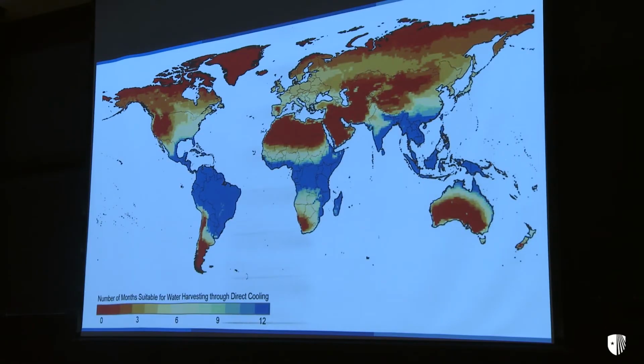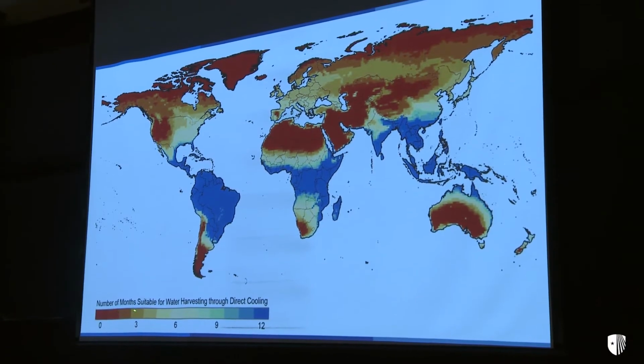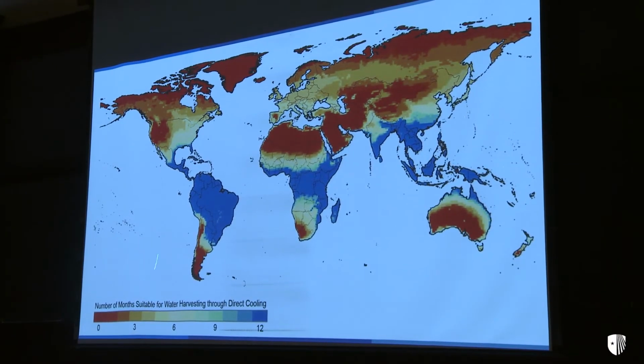So here's another map. Okay, those dehumidifiers I showed you will not work in any of these regions. So in the red regions, there are zero months out of the year where you can directly cool the air to get the water out. Okay, so from here to here, in these regions, direct cooling like your dehumidifier does will not work in harvesting water. Okay, so that's the potential that we have.